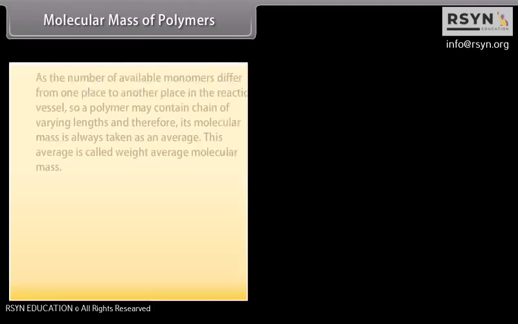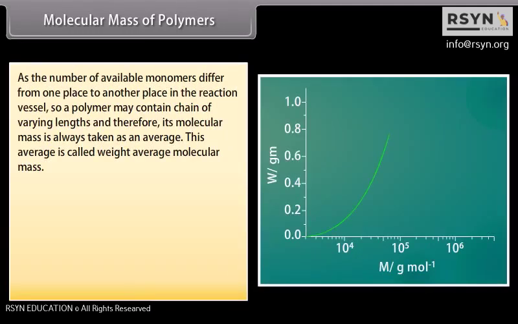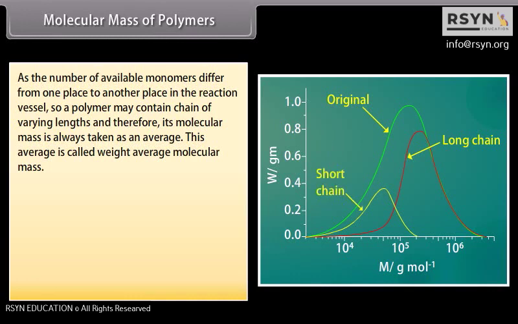Molecular mass of polymers. During the formation of polymers, the growth of the polymer chains depends upon the number of monomers available in its vicinity. As the number of available monomers differs from one place to another in the reaction vessel, a polymer may contain chains of varying lengths and therefore its molecular mass is always taken as an average. This average is called weight average molecular mass.